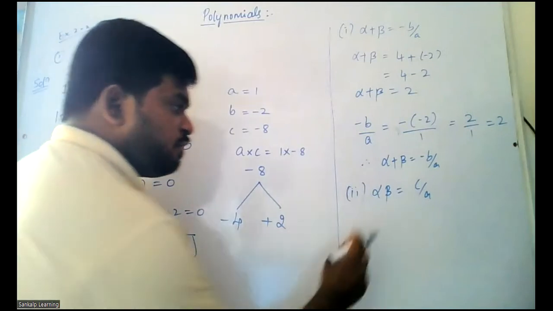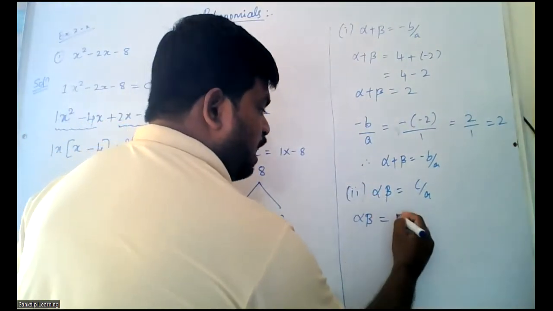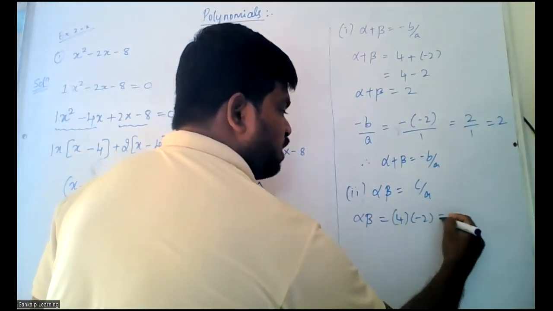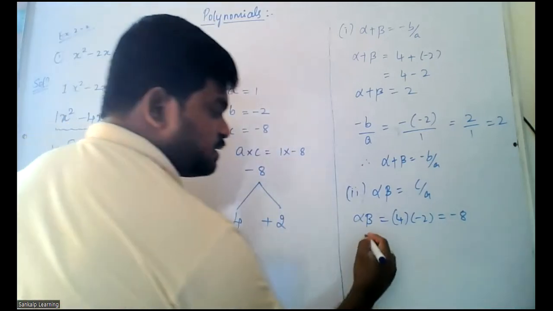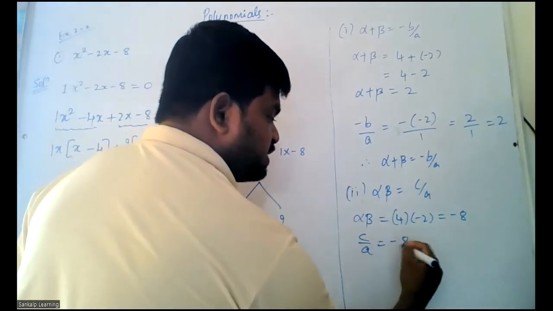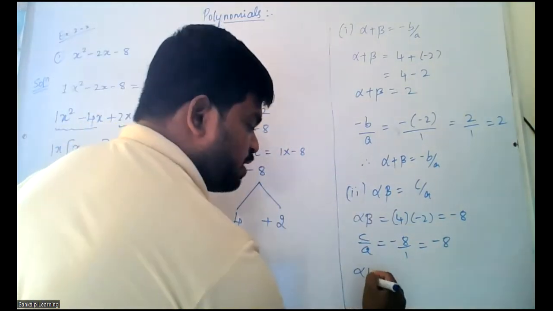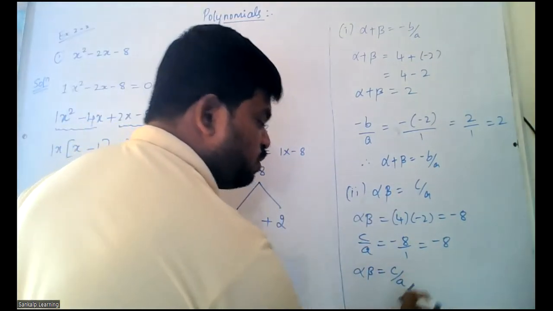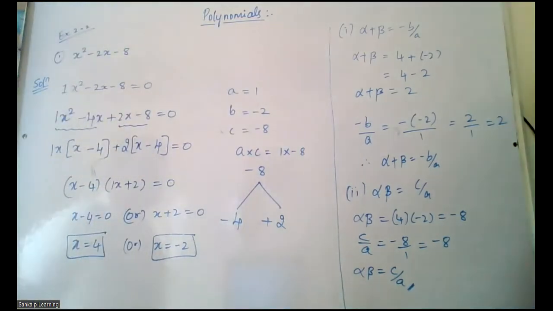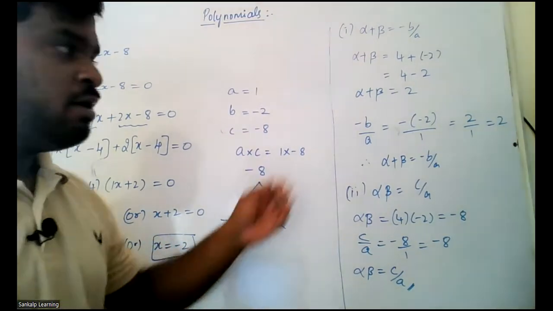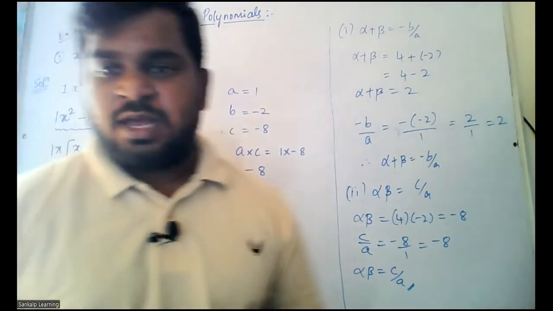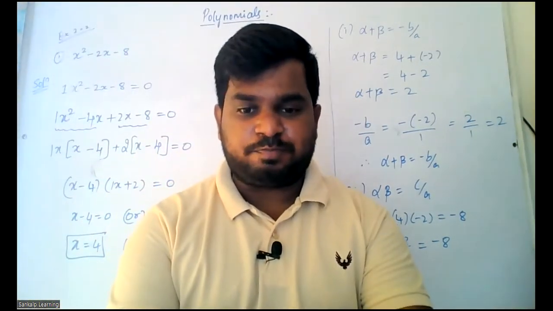Let's take it out. First, let's find alpha into beta. Alpha is 4, beta is minus 2. Therefore, you get minus 8. C by a. C is minus 8, a is 1. So minus 8 by 1 is minus 8. Both the answers are same. Therefore, alpha into beta should be equal to c by a. So here what we have done is, we have found the zeros and we have verified the relationship. Similarly, let's do the next problem.